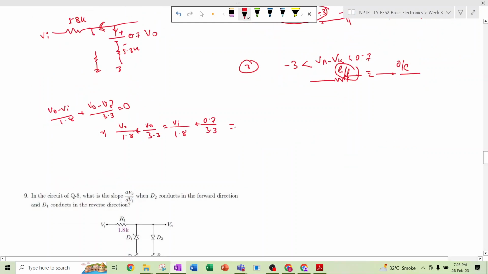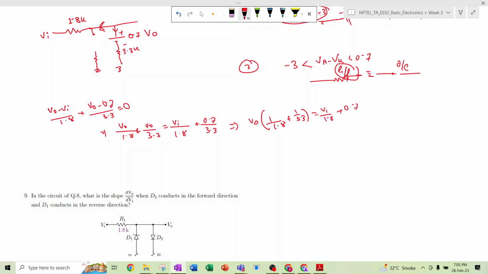Just try to solve without a calculator only. You just use the calculator when it is needed, right? So VO, if we take common, 1 divided by 1.8 plus 1 divided by 3.3 equals VI divided by 1.8 plus 0.7 by 3.3, right? So VO will be 1.8 into 3.3 divided by 1.8 plus 3.3, into VI divided by 1.8, plus some constant value, right?